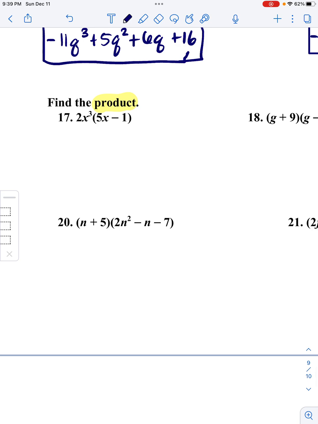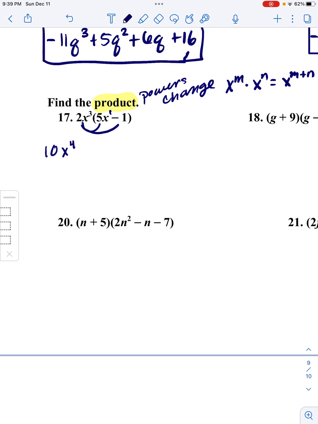Product means I'm multiplying, and this is where the powers change because you're going to be multiplying them. So keep in mind, if I have x to some power and I multiply it by the same base to another power, I actually add those two powers. So here I'm going to distribute. 2 times 5 is still 10. This x is to the first power, so an x to the third times an x to the first will result in an x to the fourth. And then 2x cubed times a -1 is just -2x cubed.